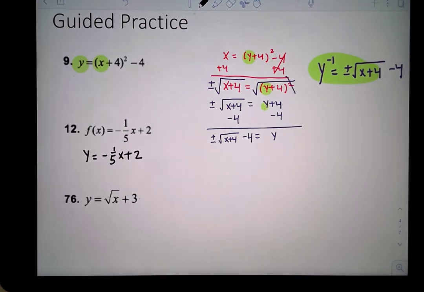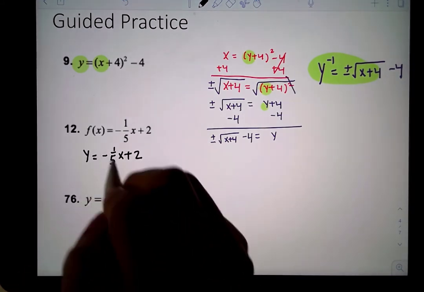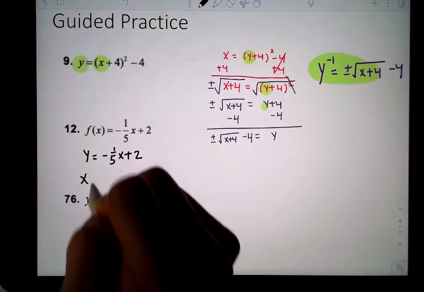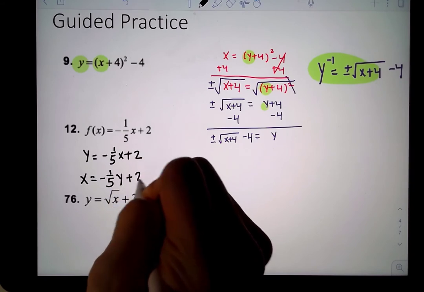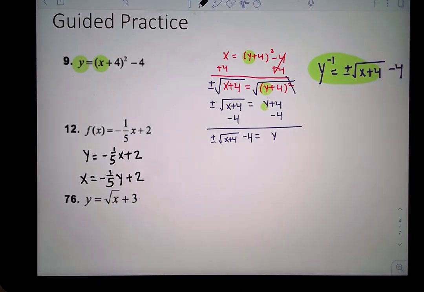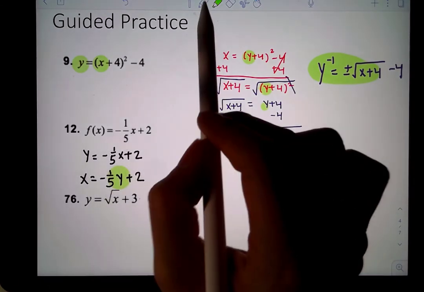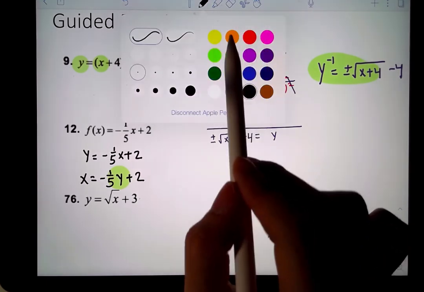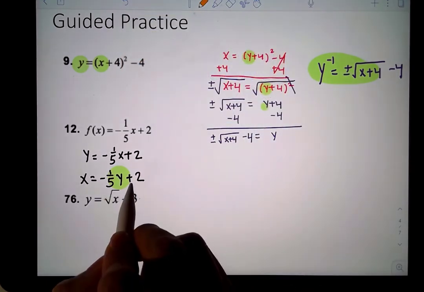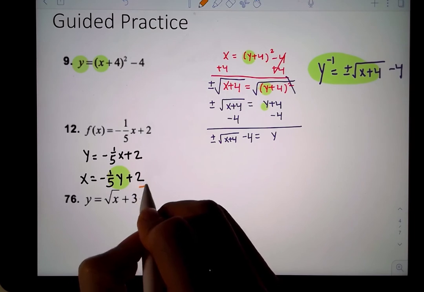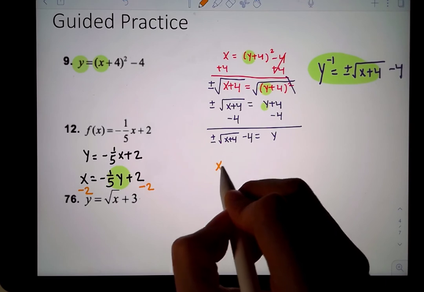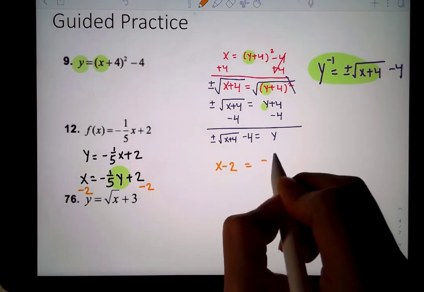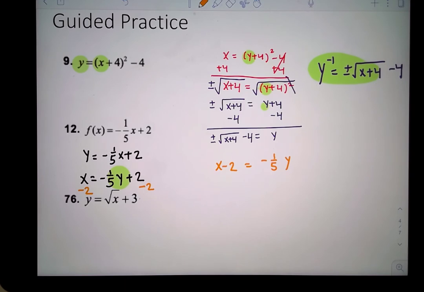And what do you do? Switch x and y. So y, you change it to x. X, you change it to y. Like this. Okay? And just check where's your y. I want to solve it for y. So I'm going to cancel the number on the same side. First, let's get rid of this plus 2. So I will do minus 2 minus 2. Then you get x minus 2 equals negative 1 over 5 y.